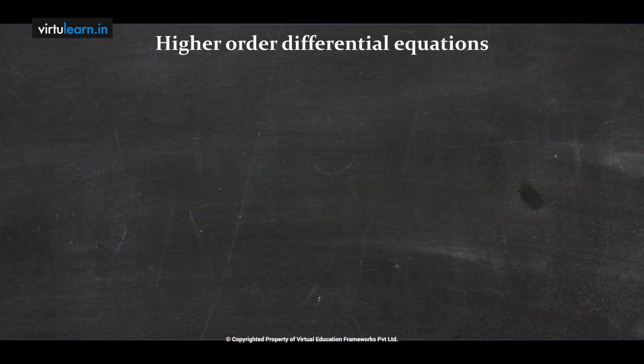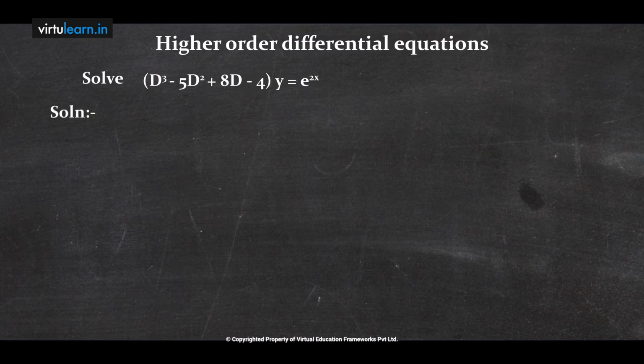Now, second problem on higher order differential equation. Solve the differential equation (D cube minus 5D square plus 8D minus 4) y equal to e power 2x. Observe this one. First two problems I am explaining: if the Q of x is in the form of e power ax, then how can you calculate the particular integral?